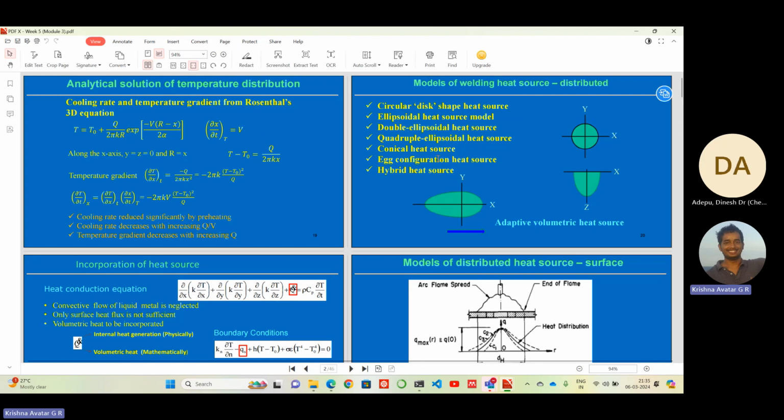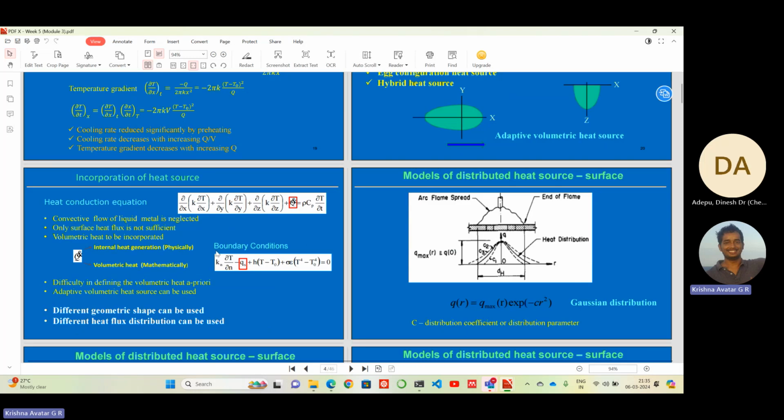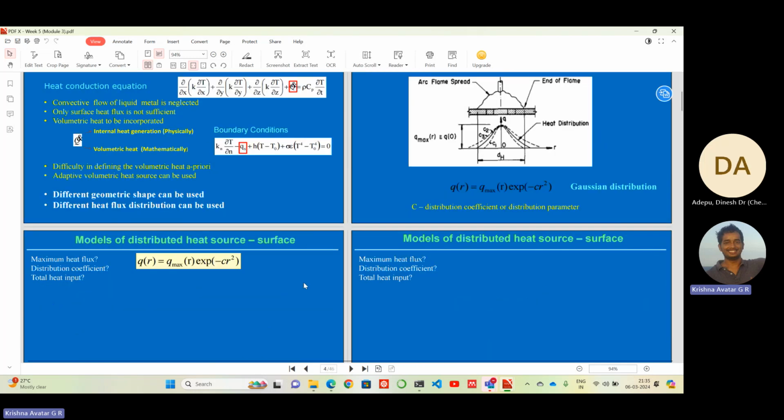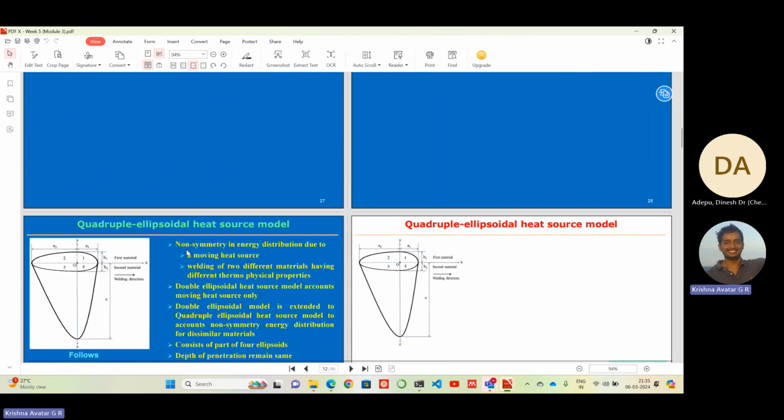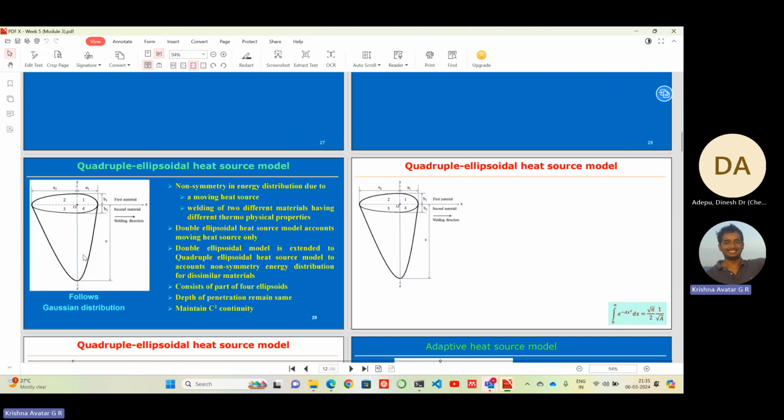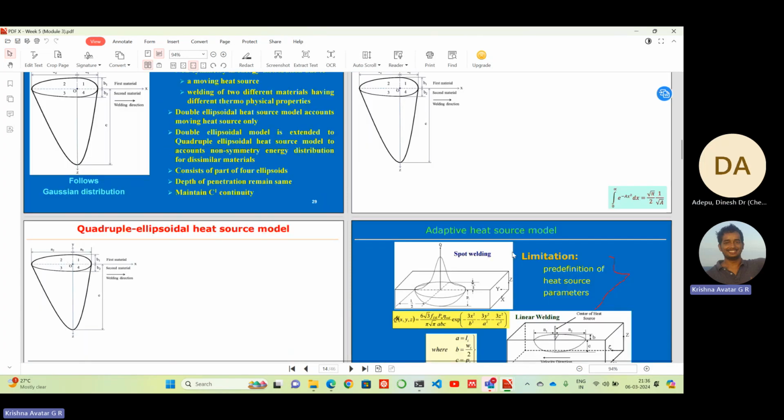These are just modeling choices, and each will have differences. If it's symmetric, what happens is it won't be able to model some shears. It's as if everything is uniformly distributed throughout. So revise it again: these are the different ellipsoidal heat source models, double ellipsoidal. Then in quadruple, you see the segment here, A2, A1, then you have B1, B2. It's one quadrant of one ellipse, another quadrant of another ellipse, third ellipse, fourth ellipse.